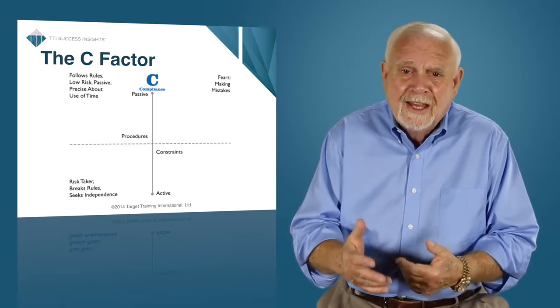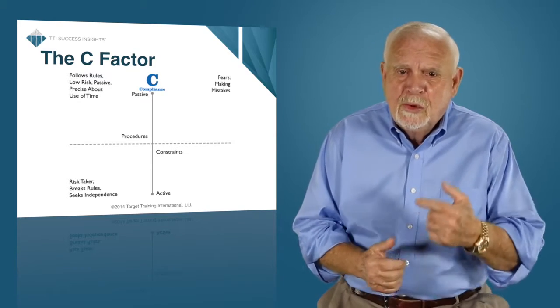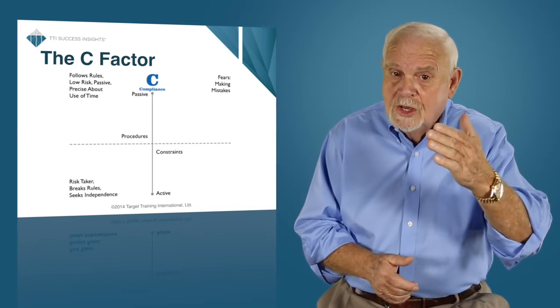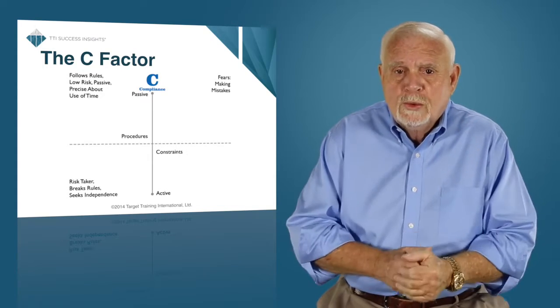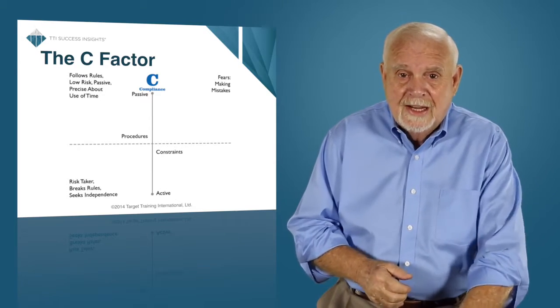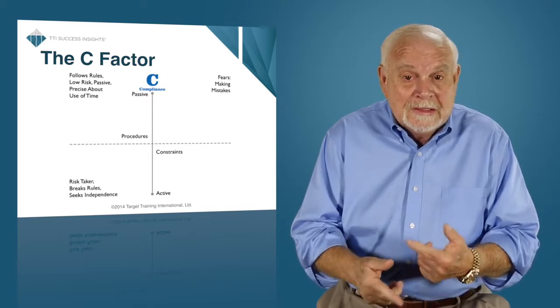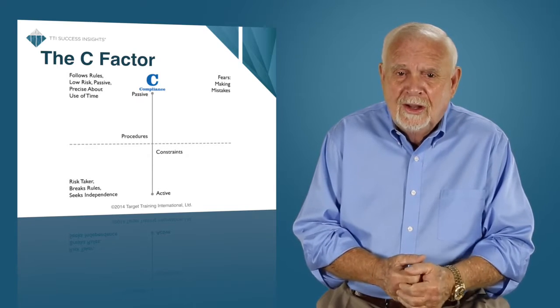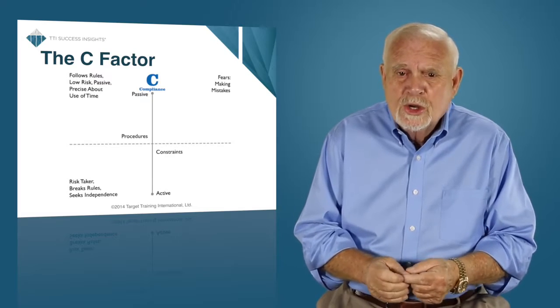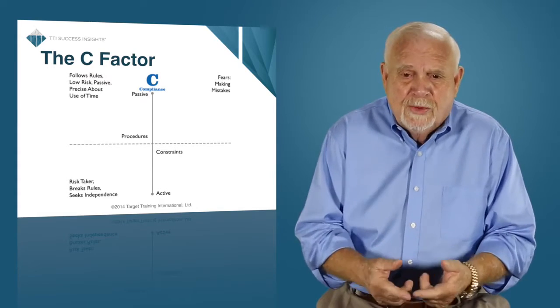So we're really looking at the C factor as how do you respond to rules and regulations set by other people? The higher you are in the C factor, the more you're going to respond to rules and regulations set by other people. The lower you are on that C factor, the more that you're going to respond to your own rules. In fact, in some cases, you'll even break your own rules. But basically, the lower C's look for things to do differently.